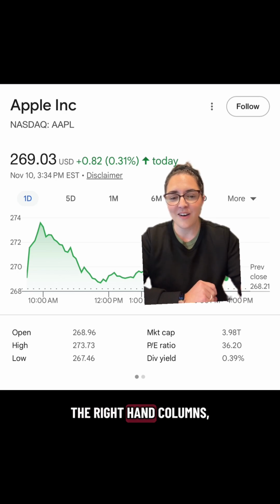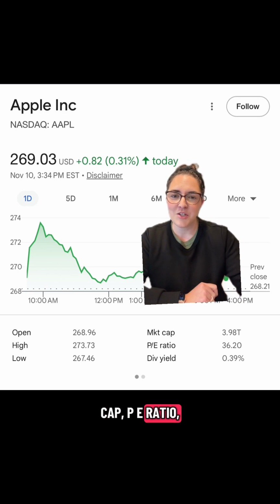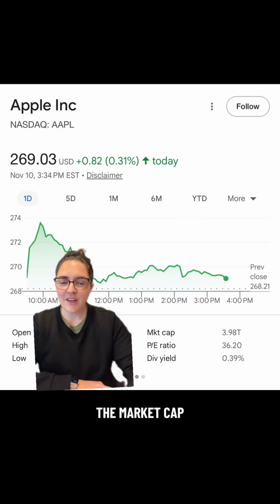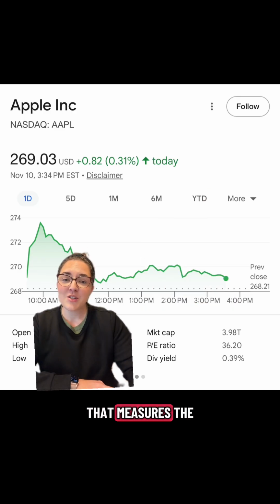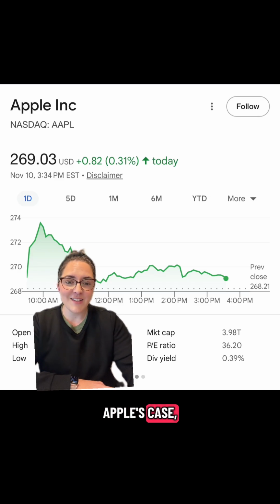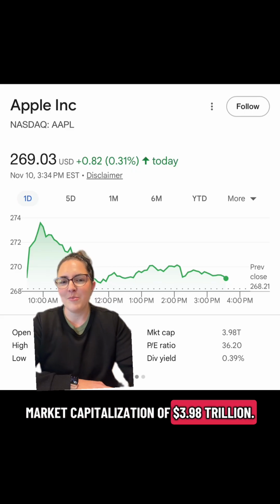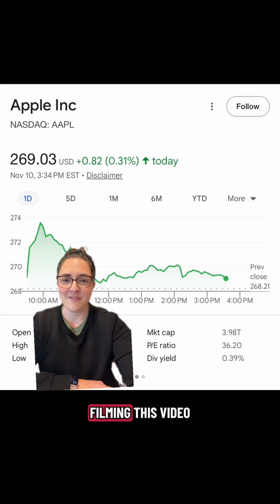And then on the right-hand columns, we have market cap, PE ratio, and dividend yield. The market cap is market capitalization. That measures the size of a company based on the number of shares it has in the market times the current price. So in Apple's case, yes, that's a real number. They have a market capitalization of $3.98 trillion as of the date of filming this video.